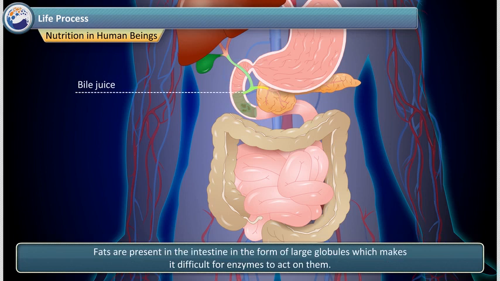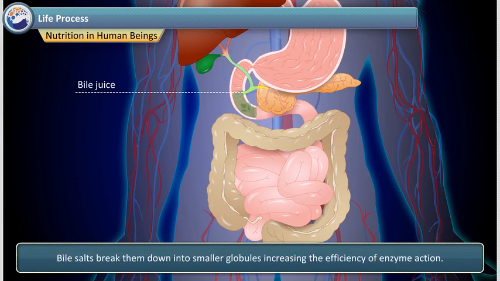Fats are present in the intestine in the form of large globules, which makes it difficult for enzymes to act on them. Bile salts break them down into smaller globules, increasing the efficiency of enzyme action.